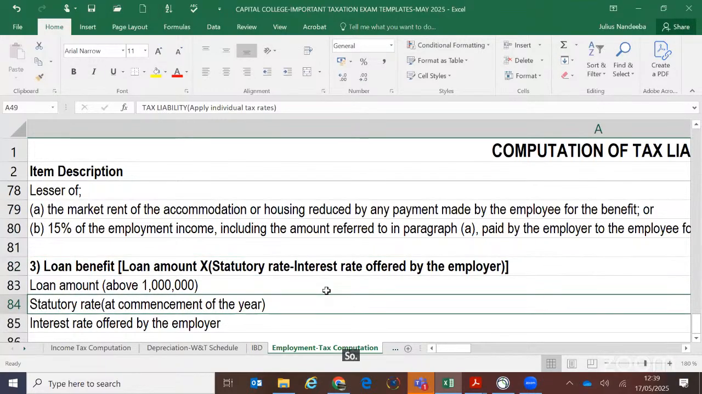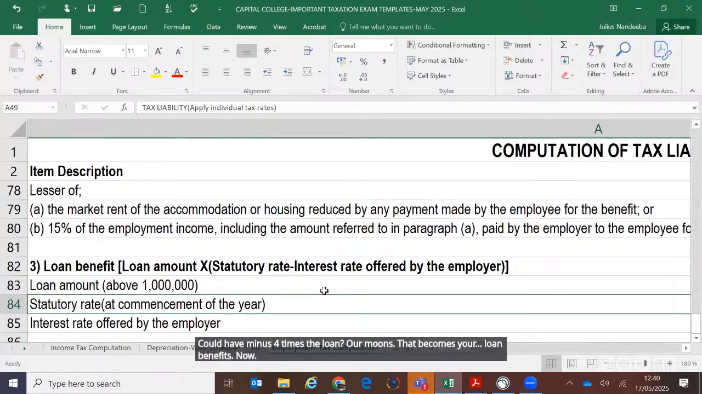So, if the employer gave you an interest-free loan, what rate has he given you? 0%. And if the statutory rate is 10%, it means 10 minus 0, then times the loan amount. That becomes the loan benefit. If the employer has given you 4%, but the statutory rate is 12, 12 minus 4 times the loan amount. That becomes your loan benefit.